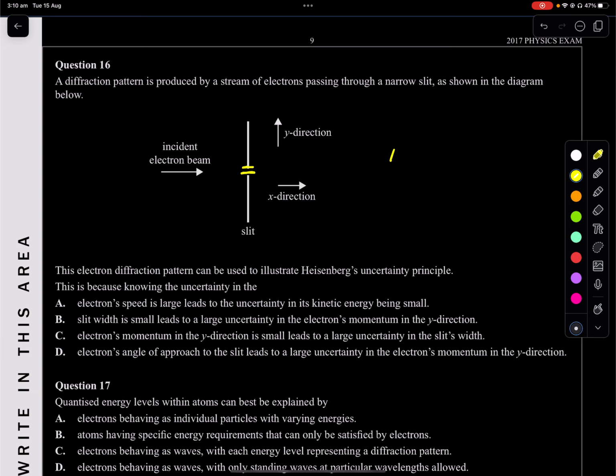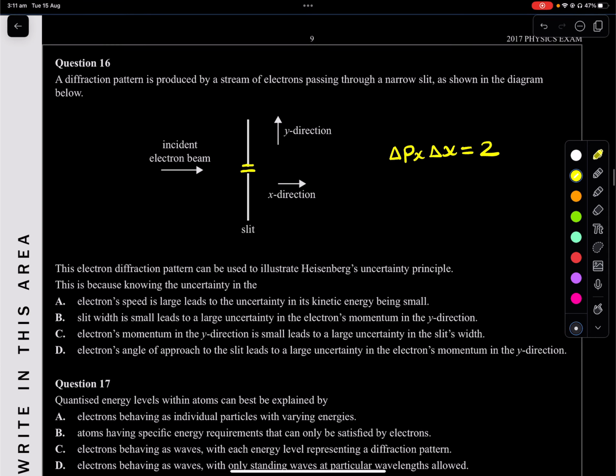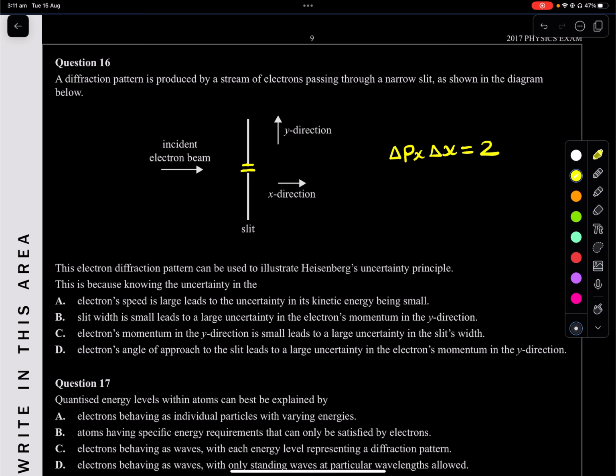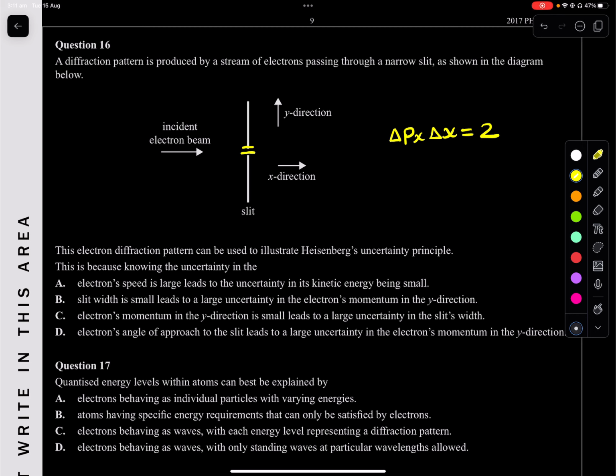So, for example, change of p of x times change of x is equal to h over 4 pi. This h over 4 pi is a constant, so don't think of it too much. Just think of it as a number, let's say it's 2. This is your momentum in the x direction, and this is the width, like the position. Let's look at the answers and see which one's right.